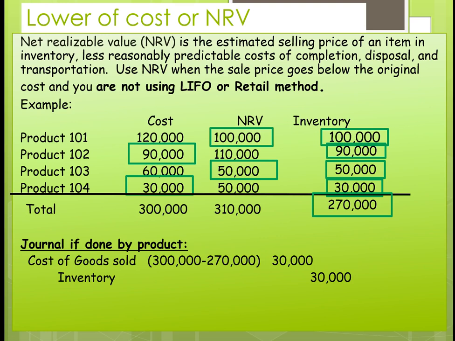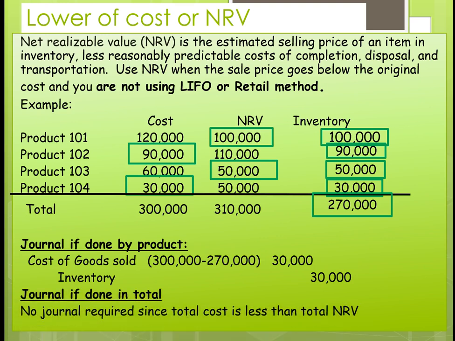Now another way you can apply this method is by just taking our total cost and comparing it to the total value of the inventory based on this comparison. And in that case, since net realizable value is higher, we would do no journal entry. So that's the difference between those two. And remember, for net realizable value, you can do it by line item, you can do it by product category, or you can do it by total inventory.